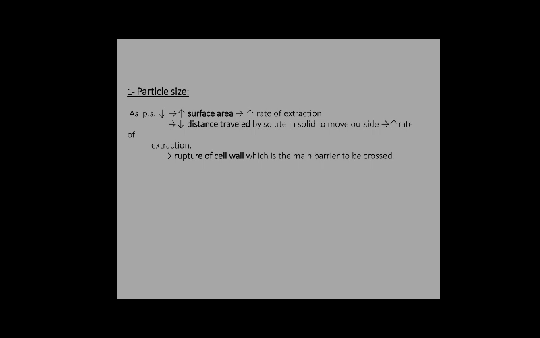One, particle size. As particle size decreases, surface area increases and rate of extraction is increased also. The distance traveled by the solute to move outside decreases and rate of extraction is increased. Also, rupture of the cell wall, which is the main barrier to be crossed. Then, when particle size is decreased, extraction increases.